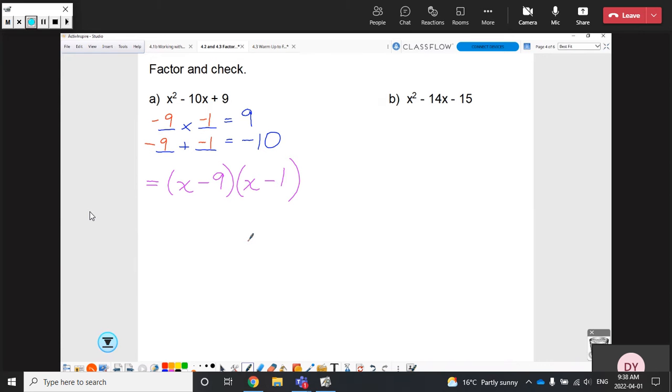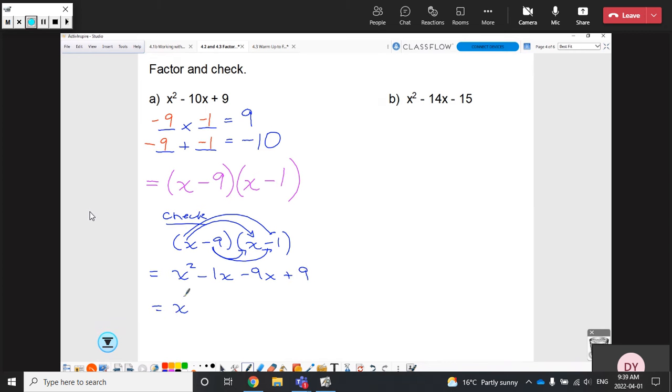You see that? They want us to check. No problem. Here comes the check. We say we got X minus 9 and X minus 1. All right, here we go. We're going to FOIL. X squared minus 1x minus 9x, careful here, plus 9. X squared minus 10x plus 9. Is that what we got in the original? It sure is. We got it. We're great.